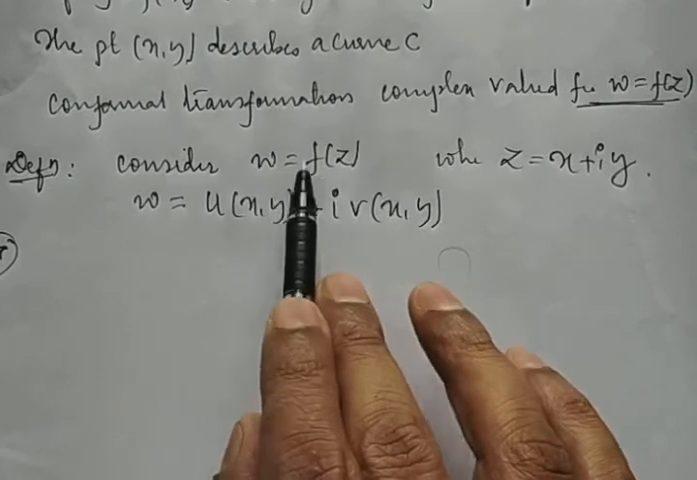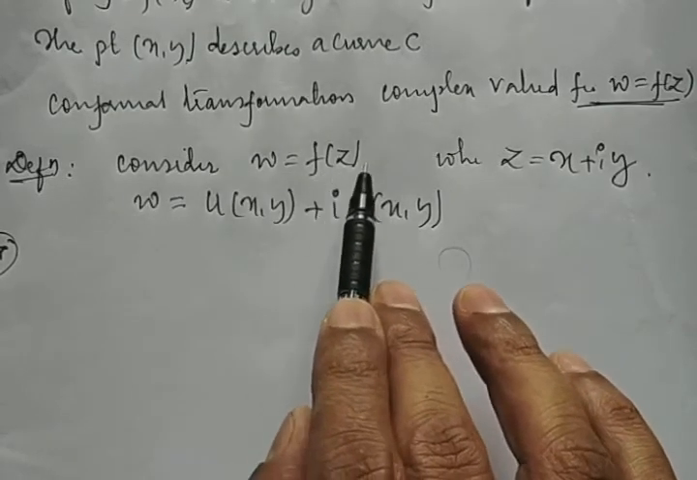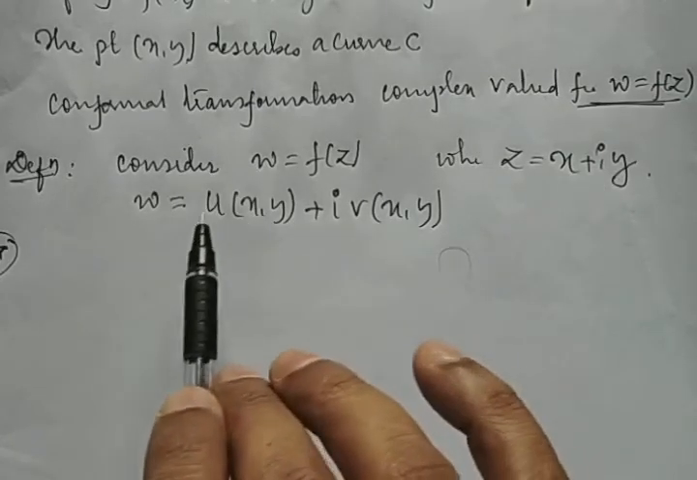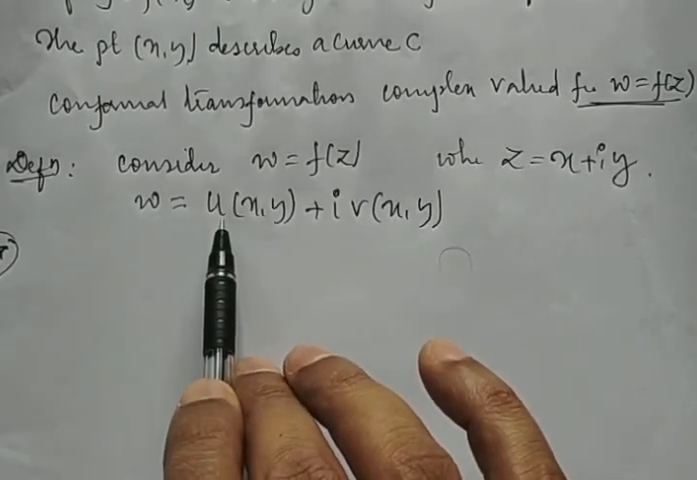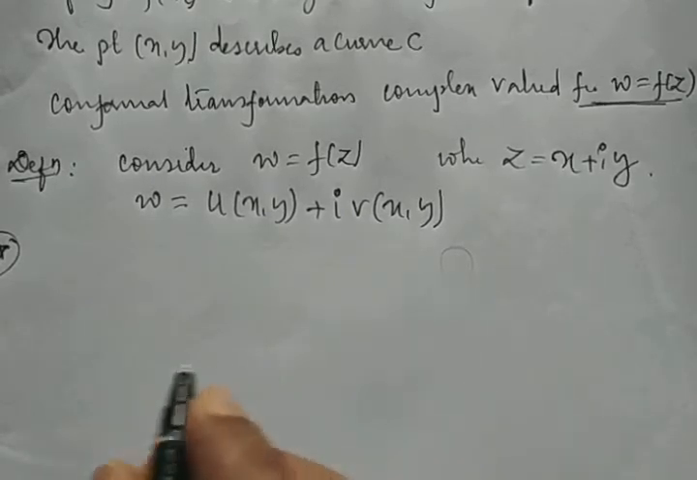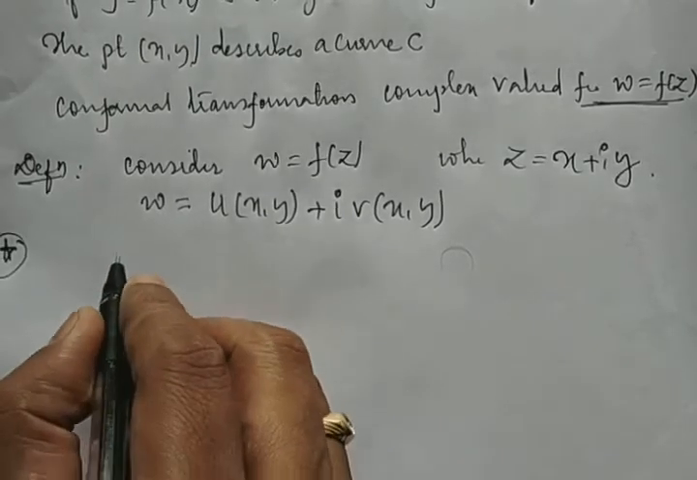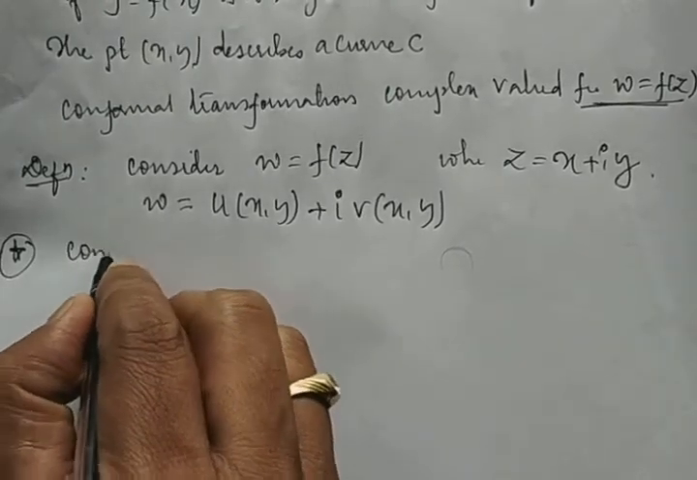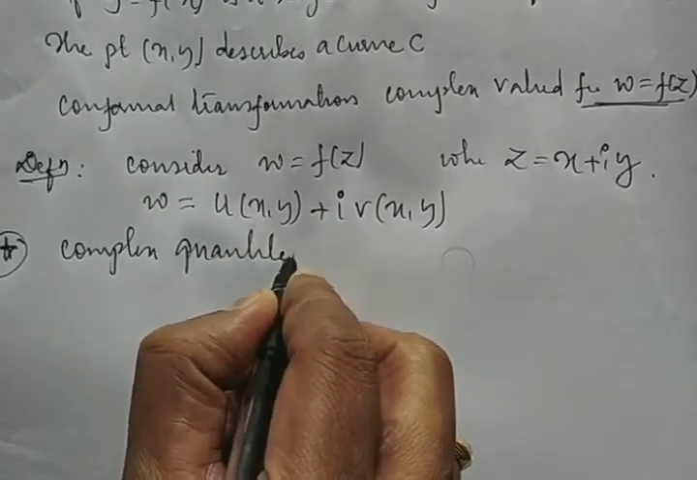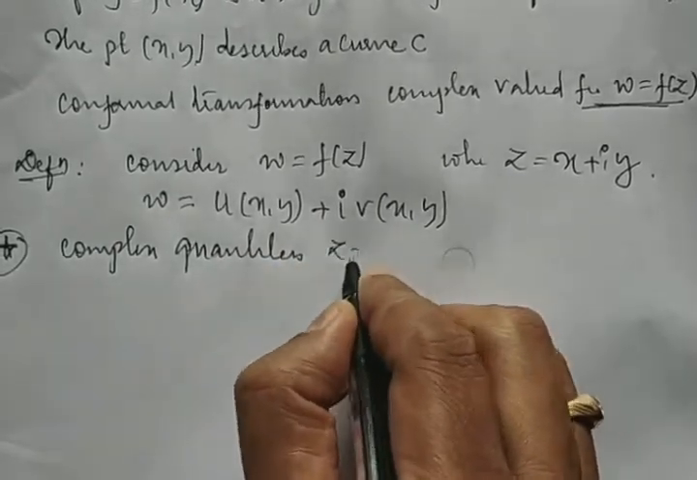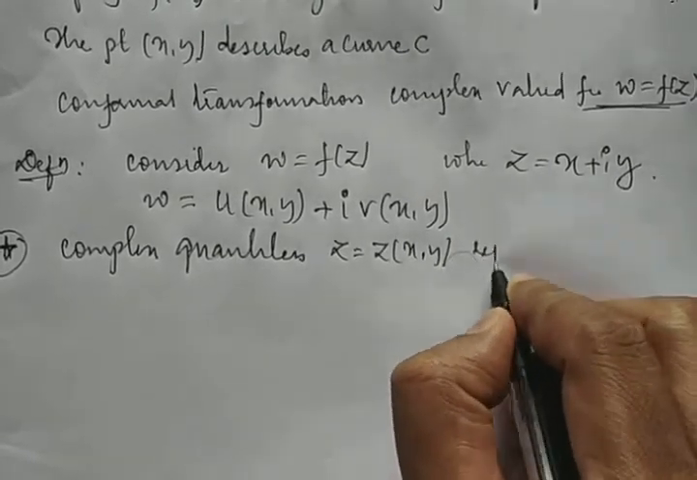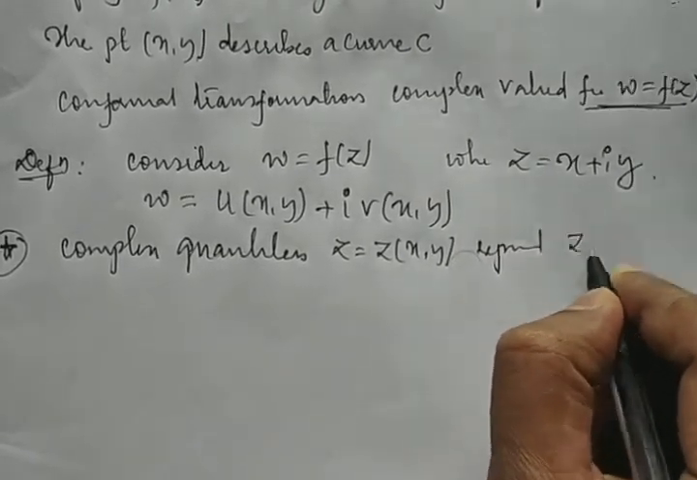No doubt omega is a function of z, so omega is equal to f of z, where z is a complex number, that is x plus iy. Then omega will be written as u of xy plus i into v of xy. So the complex quantities, z is equal to z of xy, they represent z plane.